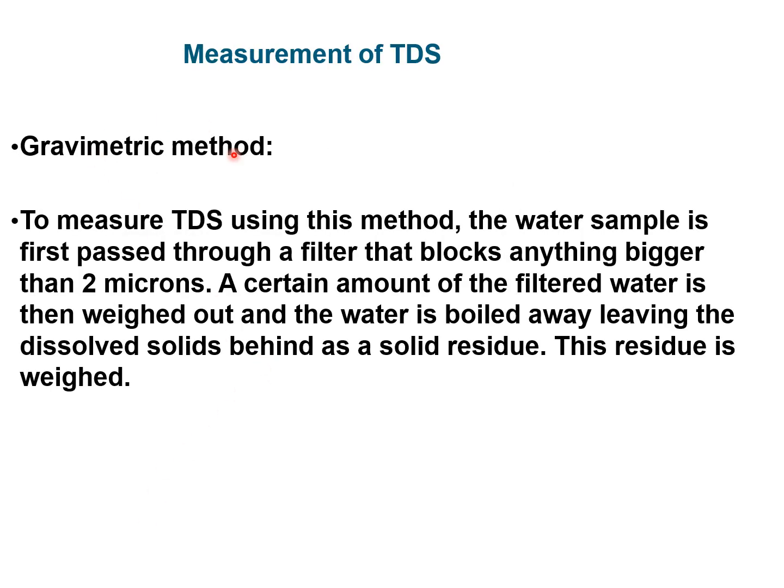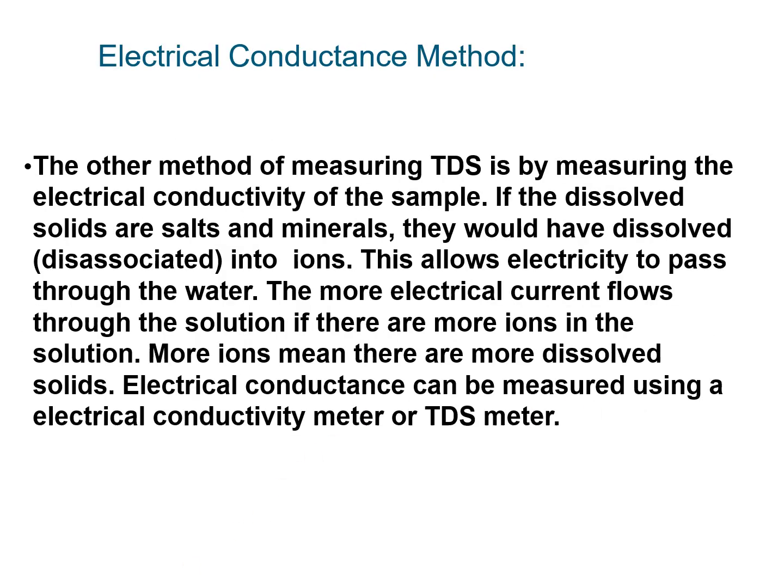So two methods are there, first the gravimetric method. To measure TDS using this gravimetric method, the water sample is first passed through a filter that blocks anything bigger than 2 microns. A certain amount of filtered water is then weighed out and the water is boiled away, leaving the dissolved solids behind as a solid residue. This residue weight again has to be taken. By knowing the difference in weight, we can calculate the amount of TDS present.